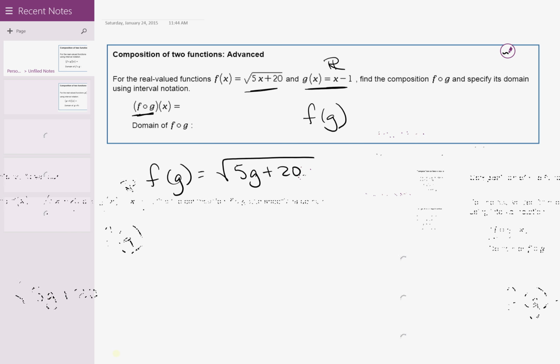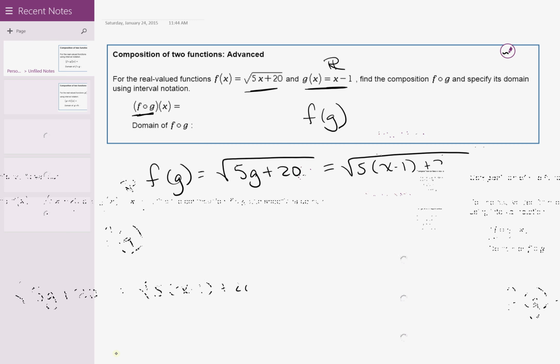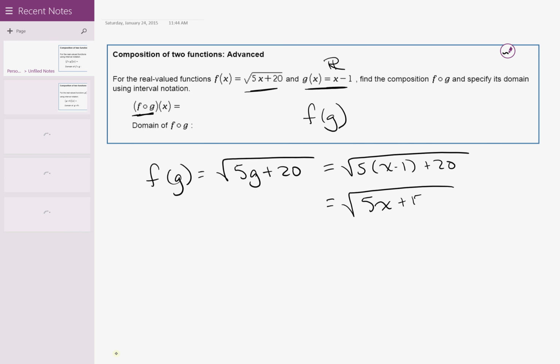Now I can do this two ways. I can finish my composition. So this is the square root of 5 times x minus 1 plus 20. And that is the square root of 5x minus 5 plus 20, which is 5x plus 15. So I can say 5x plus 15 must be greater than or equal to 0. This is my finished composition. Subtract 15 from both sides. Divide by 5.